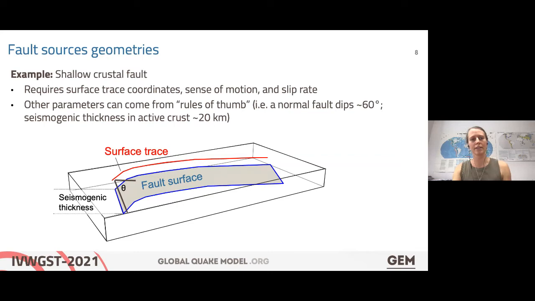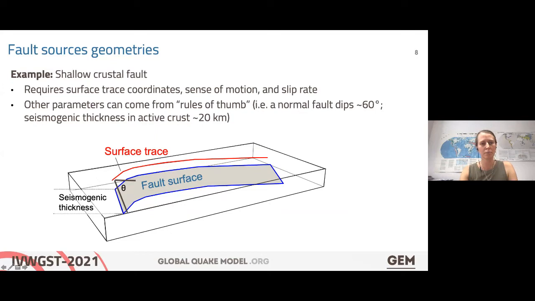So starting out with an example of a fault source geometry, this is a shallow crustal fault. And in order to make a crustal fault, we need the surface trace coordinates. So that's the red line shown here. This is the surface trace of the fault, so where the fault intersects with the Earth's surface. And if we know the surface trace as well as the fault sense of motion, so that means, is it a normal fault? Are the blocks moving away from each other? Or is it a reverse fault, a strike-slip fault, or somewhere in between? And the slip rate of the fault.